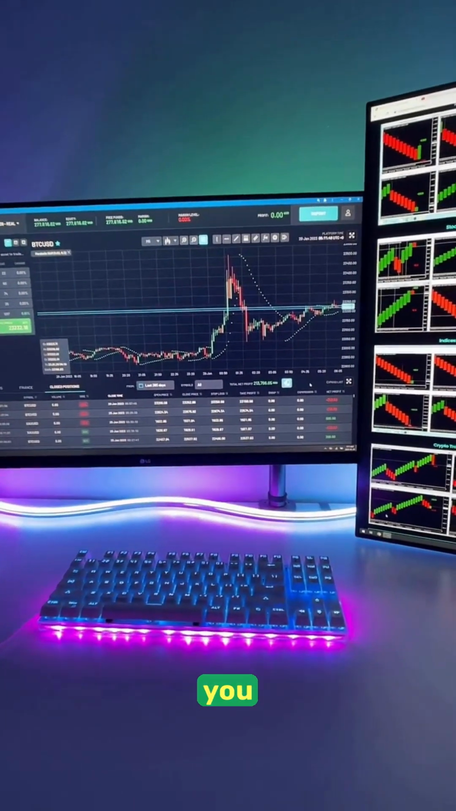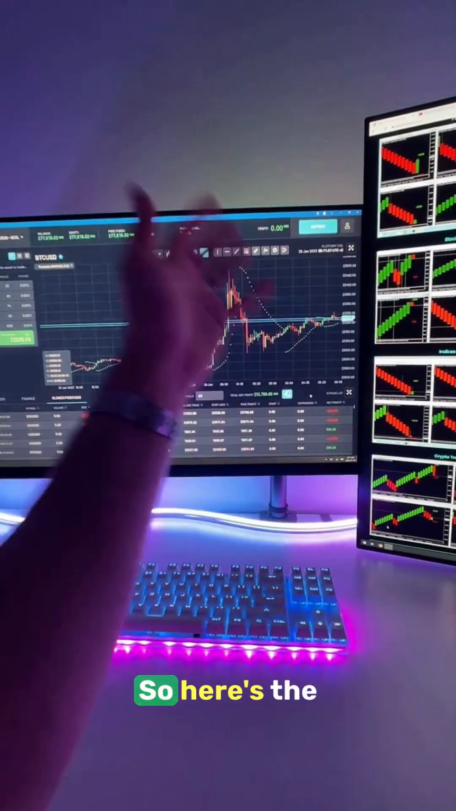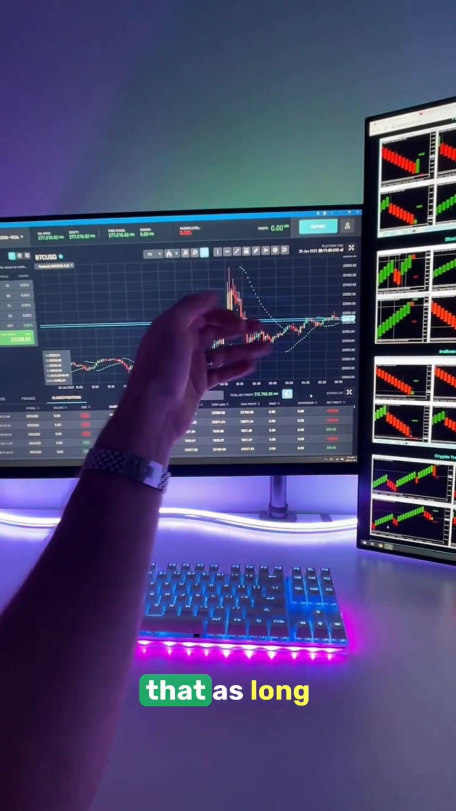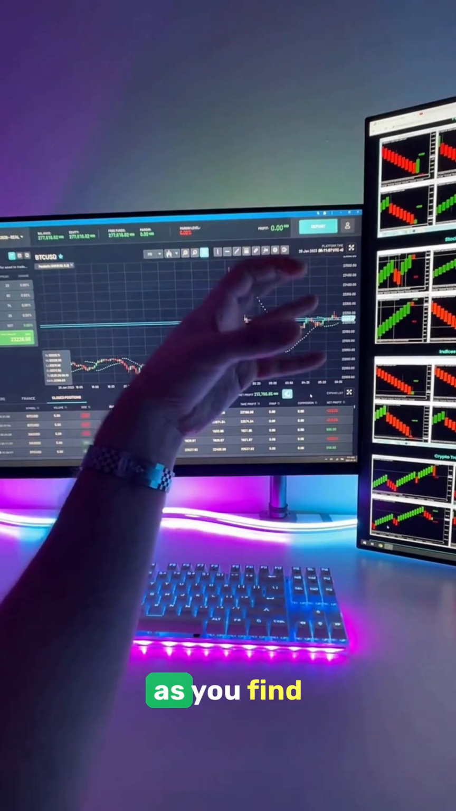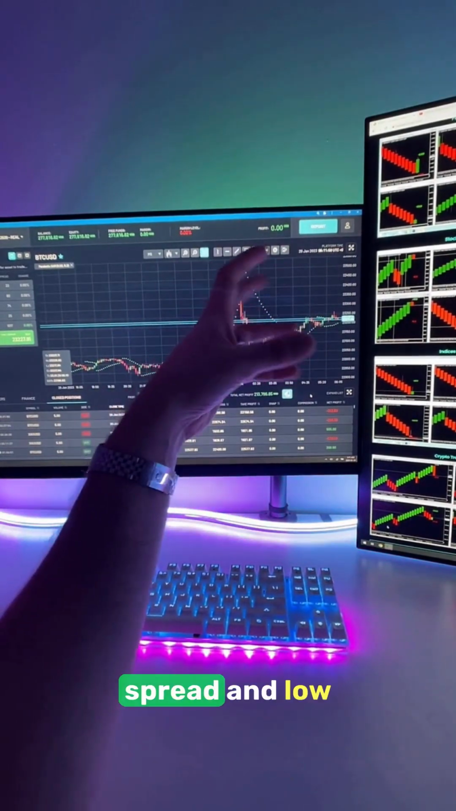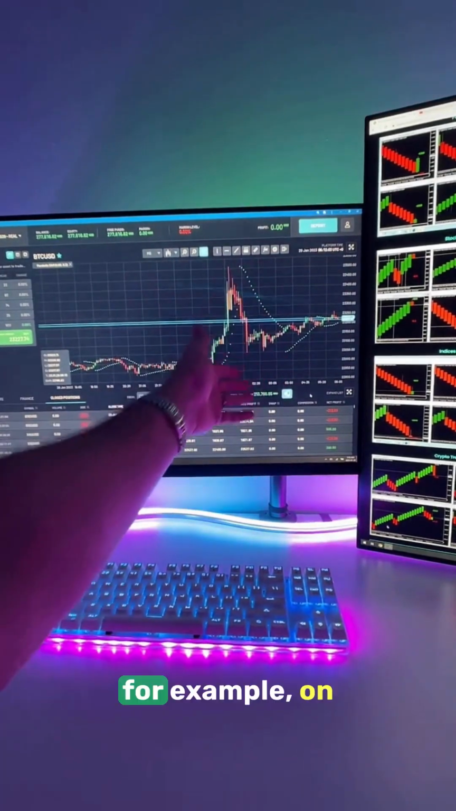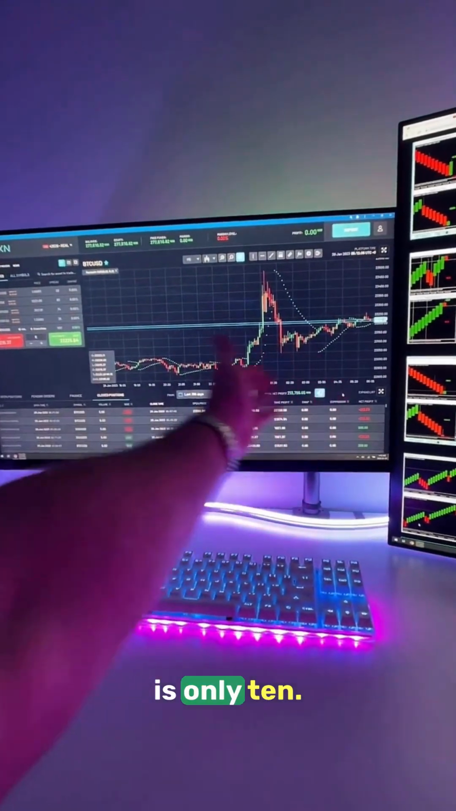Once you get into position, you lose because of the spreads. Pablo, so here's the thing. You are right. But what it really comes down to is understanding that, as long as you find a broker that has decent spread and low commission, it does make a huge difference. Because over here, for example, on Bitcoin, the spread is only 10.